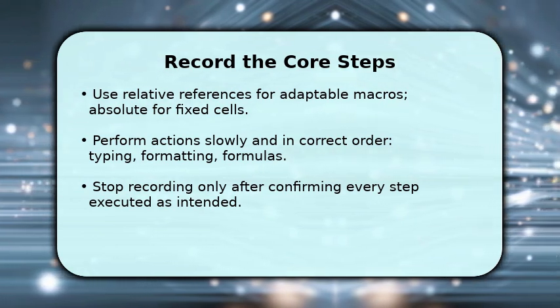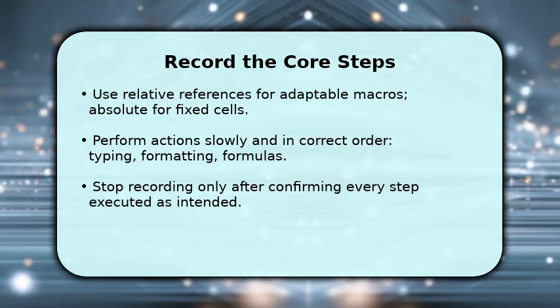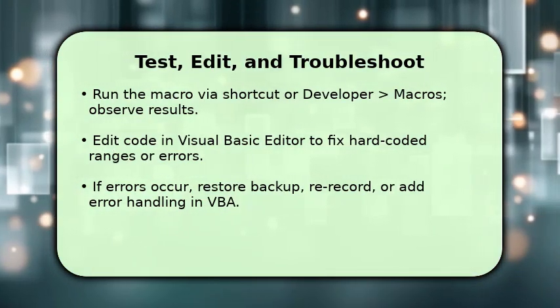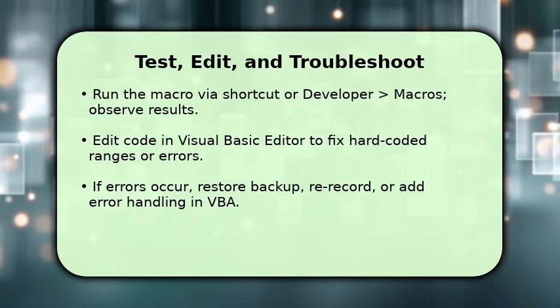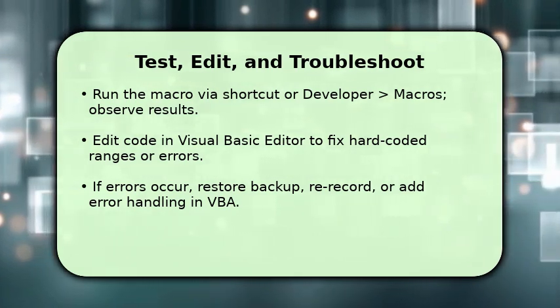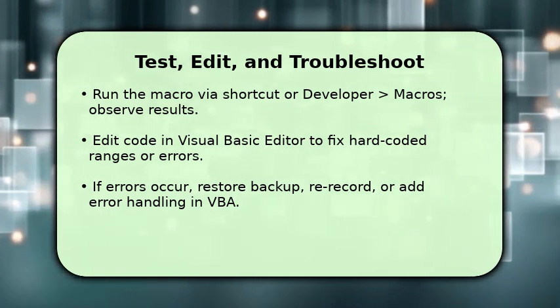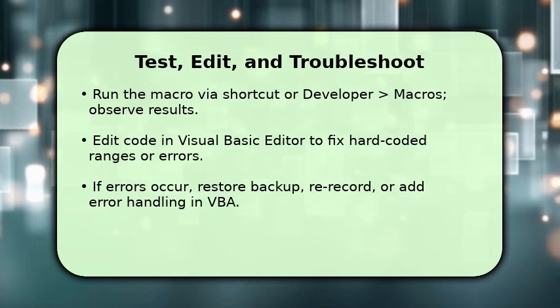Redo if any. You finish by testing the macro on different data and locations so you know it behaves correctly. If it fails, open the Visual Basic editor, inspect the recorded code, and change hard-coded addresses to relative logic or variables. Make sure to save a backup before editing, then rerun the macro.